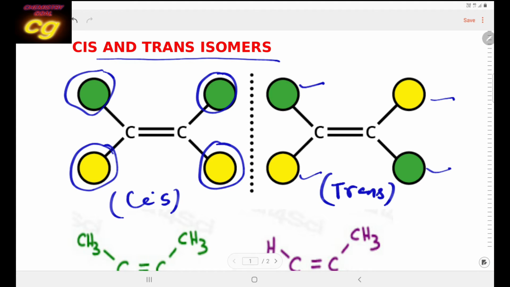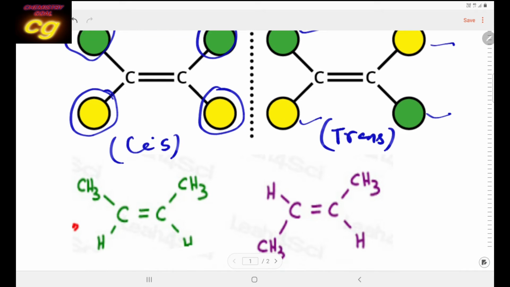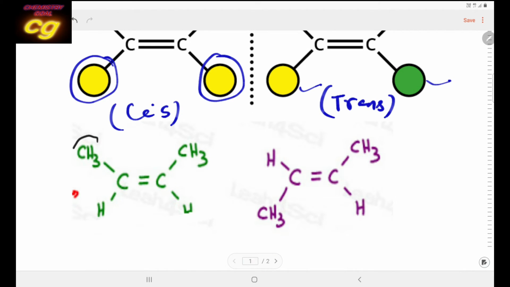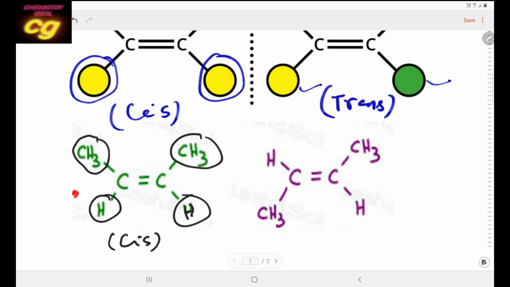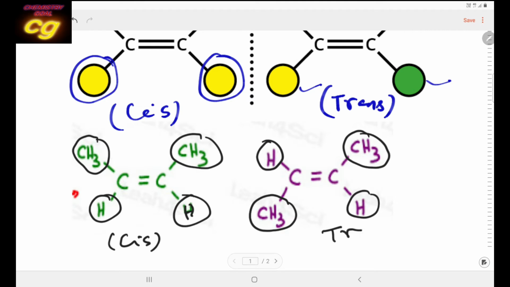For example, in this case you see methyl groups on the same side, and hydrogens also on the same side, so this is called the cis isomer. Here methyl groups are on opposite sides, and hydrogens also on opposite sides, so this is called the trans isomer. On the basis of the arrangement of similar groups, either on the same side or on opposite sides, this is called cis-trans isomerism, a very important type of geometrical isomerism.